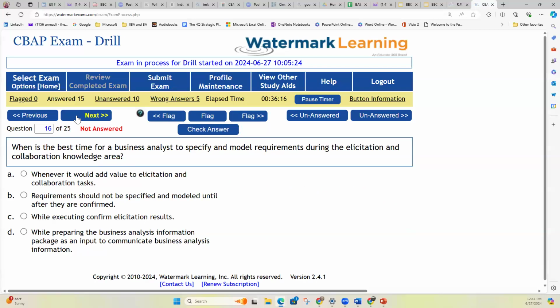When is the best time for a business analyst to specify and model requirements during the elicitation and collaboration knowledge area? Whenever it would add value to elicitation and collaboration tasks. Requirements should not be specified and modeled until after they are confirmed. While executing confirm elicitation results, or while preparing the business analysis information package as an input to communicate business analysis information. When is the best time?